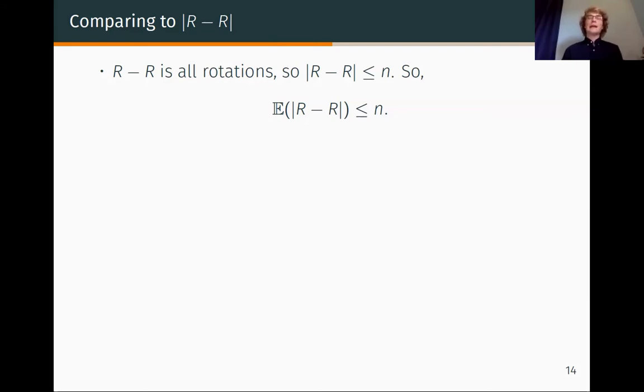And there are only n rotation elements in all of D2n. This means overall that the expected size of R minus R is certainly at most n, because R minus R is always at most n.